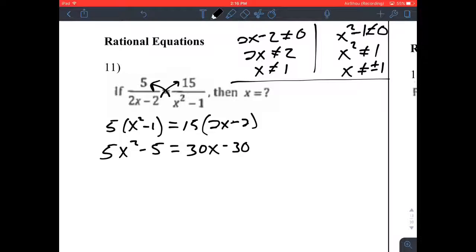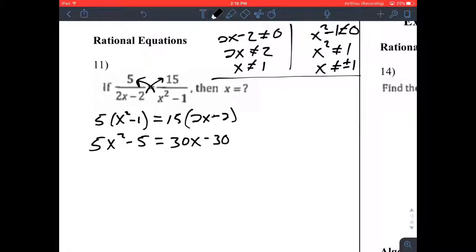When I get all the terms on the same side and then factor, it's going to give me 5x squared. If I bring the 30 over to the left, it's going to be a minus 30x. If I bring the minus 30 over as a plus 30, it's going to be plus 30 minus 5 is a plus 25.